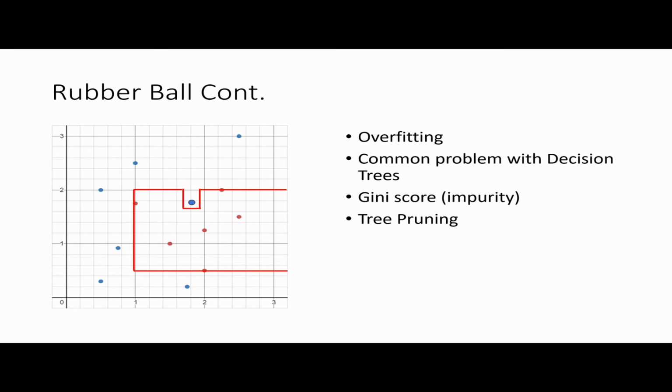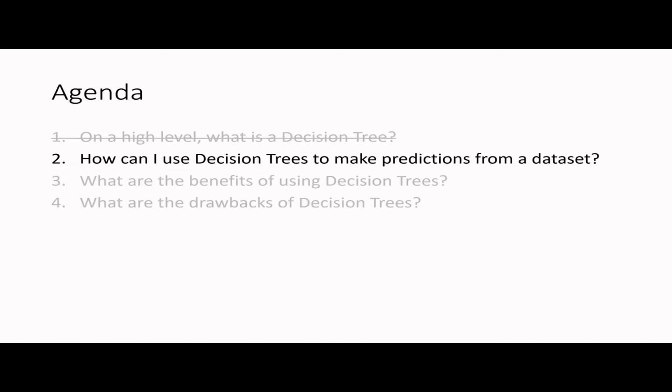If you'd like to learn more about the Gini score and how algorithms can prune decision trees to make them more accurate, I've linked a few videos that explain the construction process of decision trees in a lot more detail. For now, I'll show how to use the Scikit-Learn implementation of decision trees in Python.